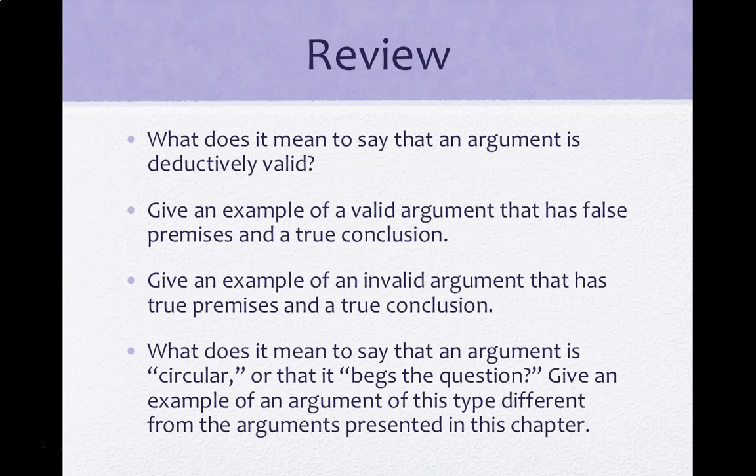Okay. To review, a few questions that I'm going to ask. What does it mean to say that an argument is deductively valid? Give an example of a valid argument that has false premises and a true conclusion. Give an example of an invalid argument that has true premises and a true conclusion. What does it mean to say that an argument is circular or that it begs the question? Give an example of an argument of this type different from the arguments presented in this chapter.